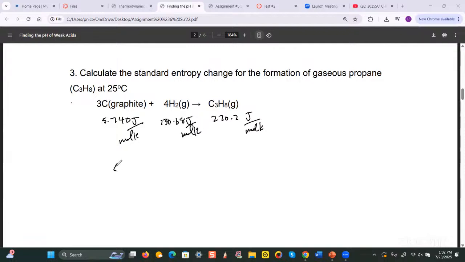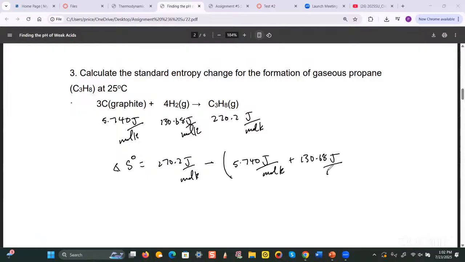So delta S standard would be equal to 270.2 joules per mole Kelvin minus the sum of 5.740 joules per mole Kelvin plus 130.68 joules per mole Kelvin. And according to my calculation, this works out to be 269.7 joules per mole Kelvin. And that's it. Yes, sir.